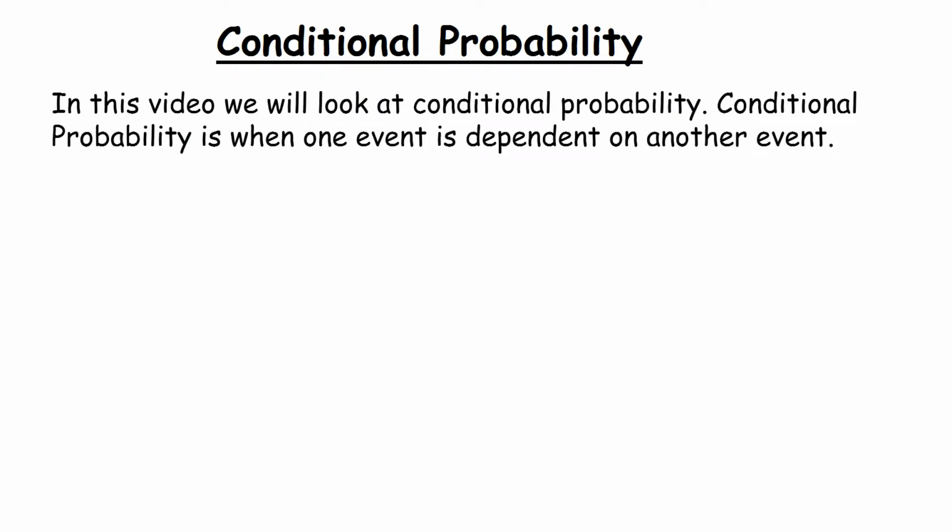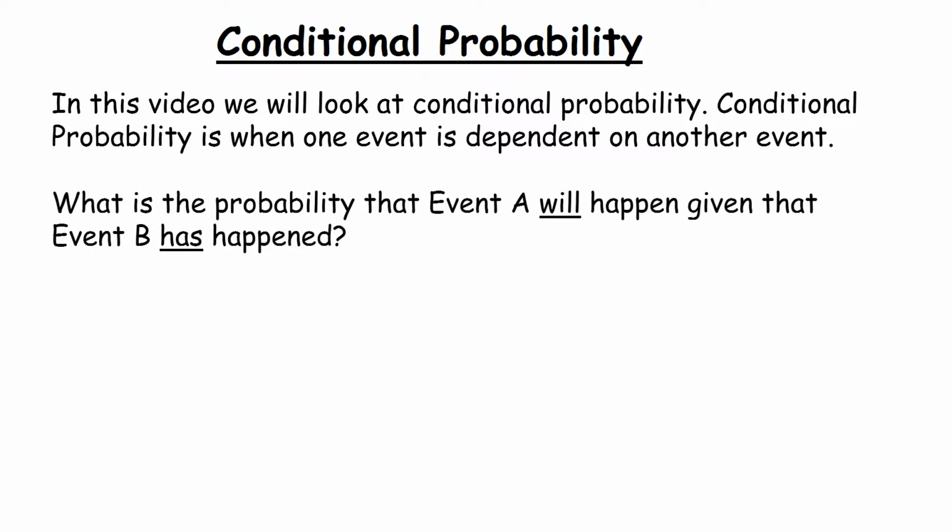So we're going to look at conditional probability, and conditional probability is when one event is dependent on the other. For example, what is the probability that event A will happen given that event B has happened? So we're looking for the probability that A will happen, but we've also been given this extra piece of information that we know event B has already happened.